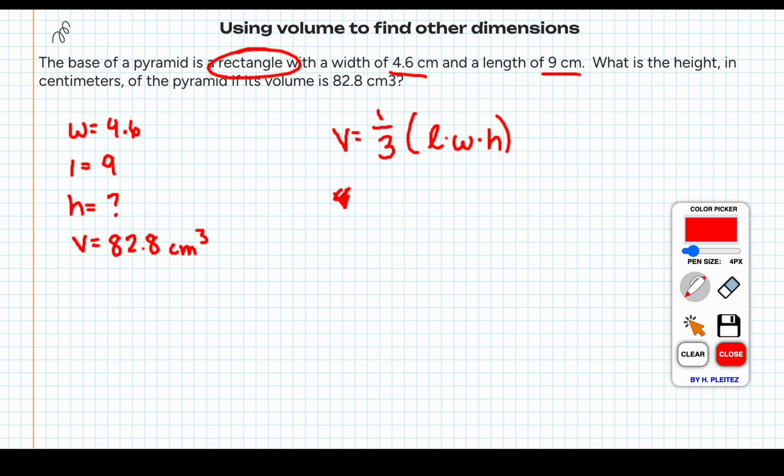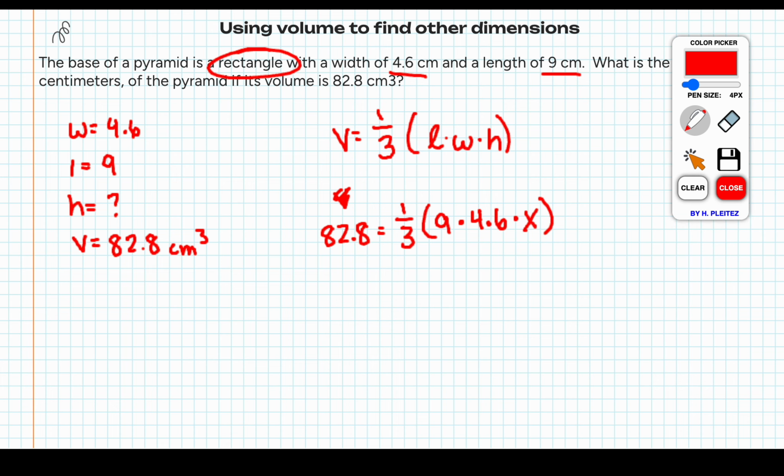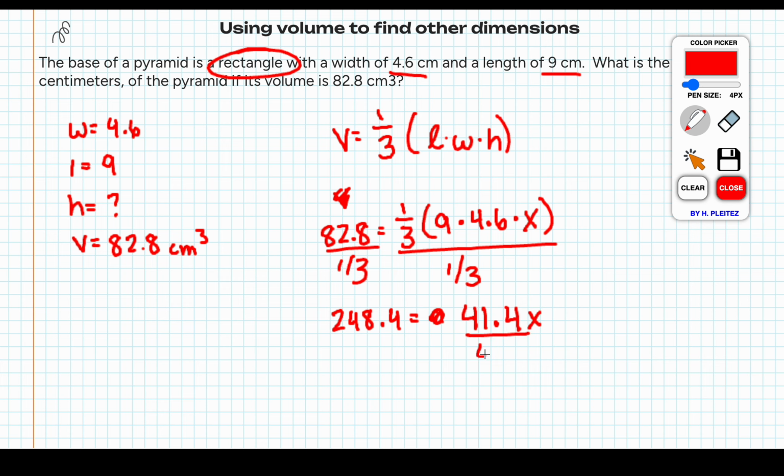Now when we substitute our values in, our volume is equal to 82.8, our length is equal to 9, our width is equal to 4.6, and our height is what we're looking for. That's what we're going to put in as x. There are a couple of different things you can do here. What I like to do is get rid of this 1/3 right away to make it easier to see. So here we get 248.4 equals 9 times 4.6 times x. 9 times 4.6 gives you 41.4 times x. Now to get x by itself, you just divide by 41.4 on both sides.